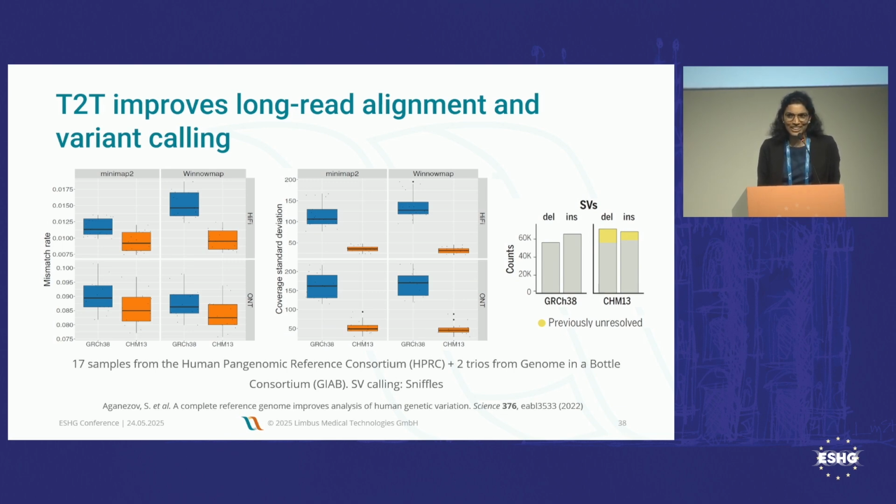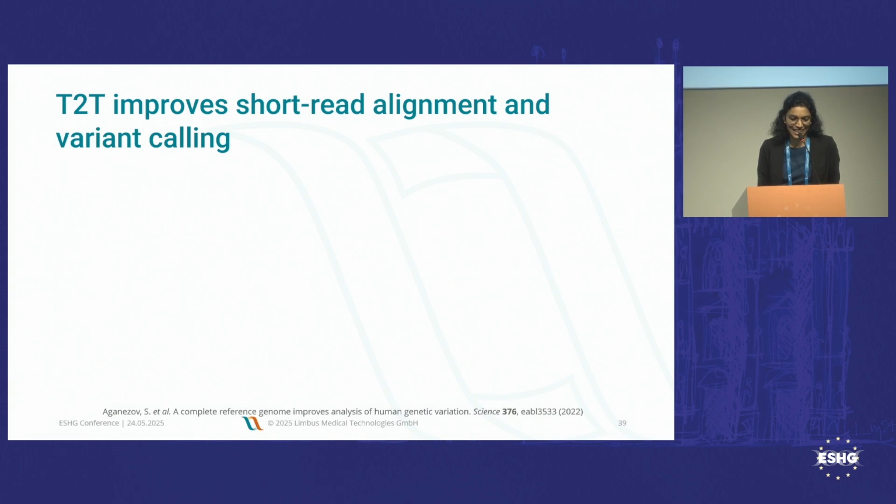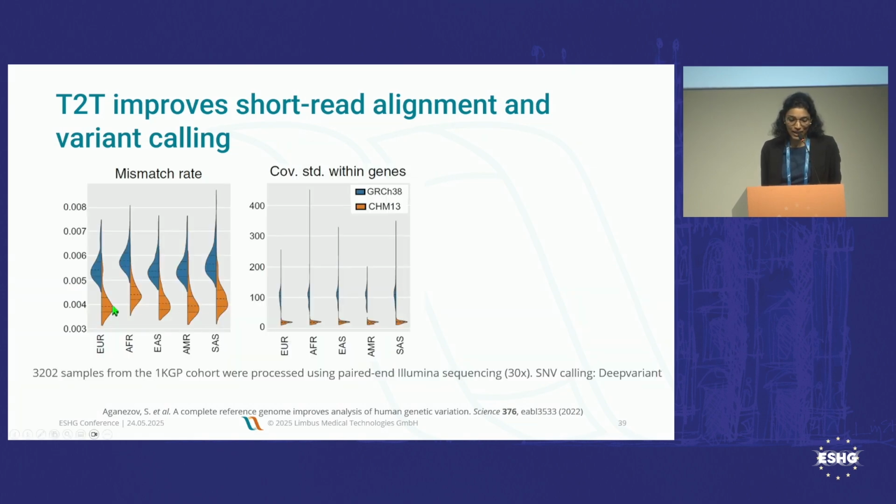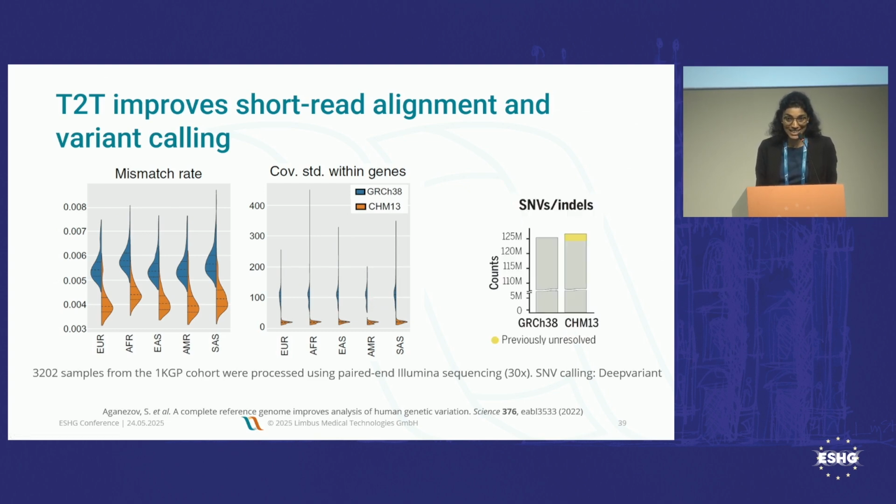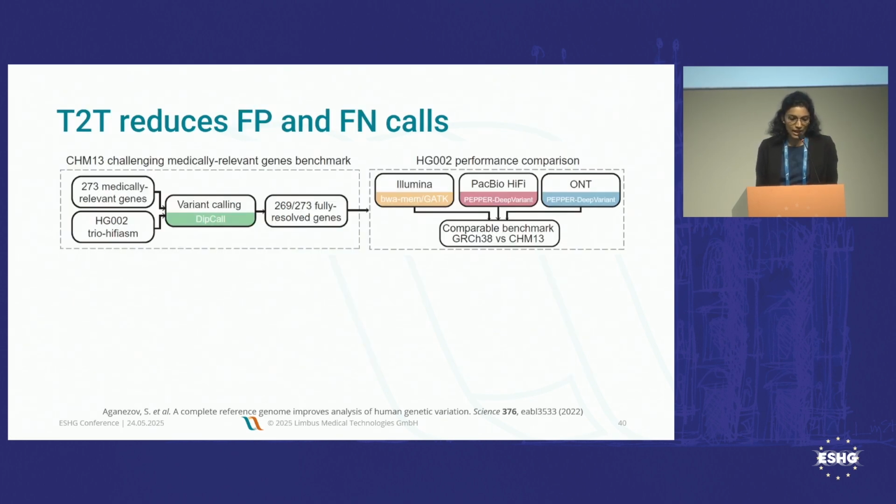So does it also affect short read sequencing similarly? Yes, it does. We see that the mismatch rate compared to that of hg38 is much lower across the population. It is also similar in terms of coverage and standard deviation, as a result of which SNV calling and indels are much better, and you can also see some previously unresolved regions or SNPs which are called. So yes, we see this, but there has to be some kind of validation, some kind of benchmarking done as well for us to be able to use it. This was done by taking 273 medically challenging genes which have been reported.